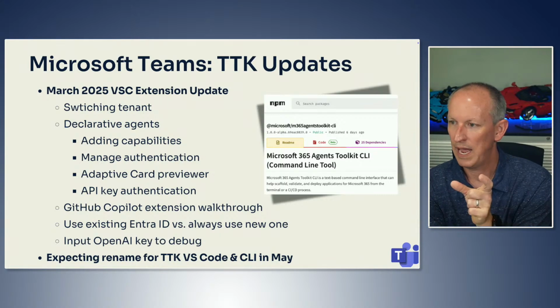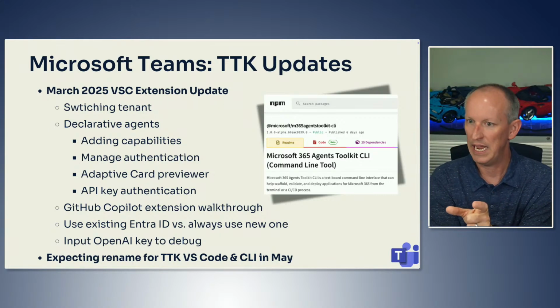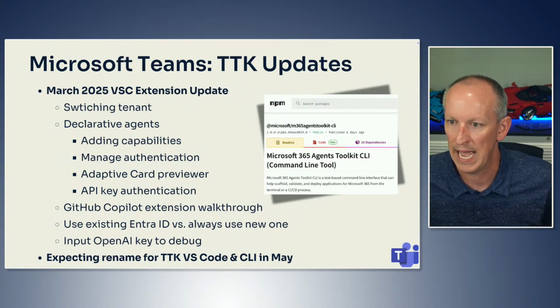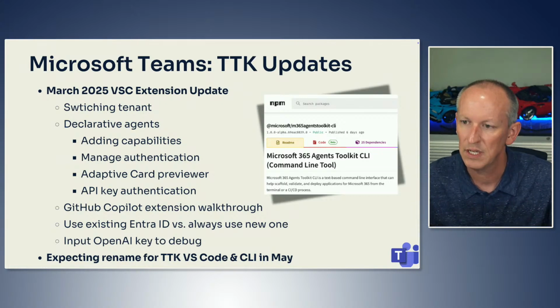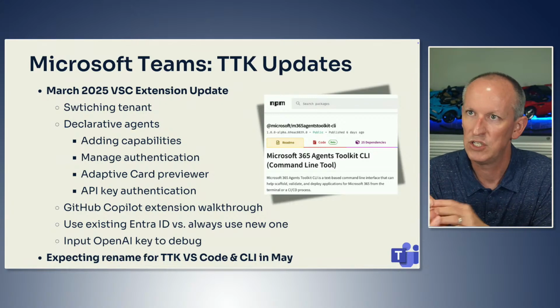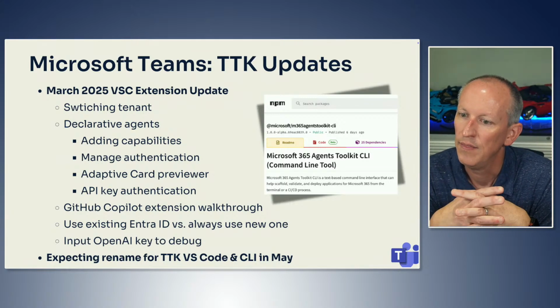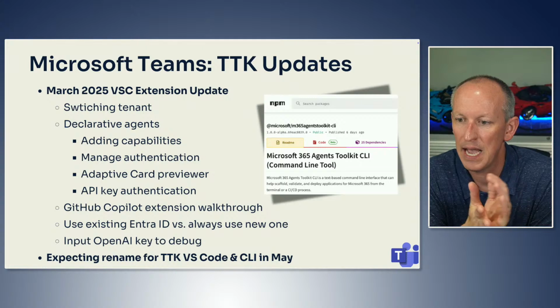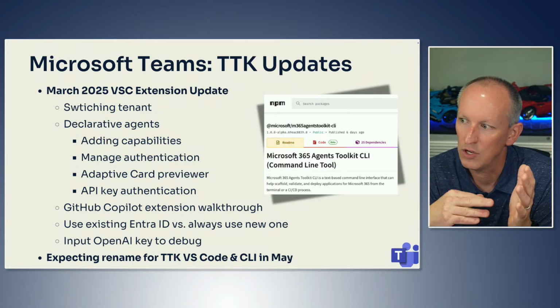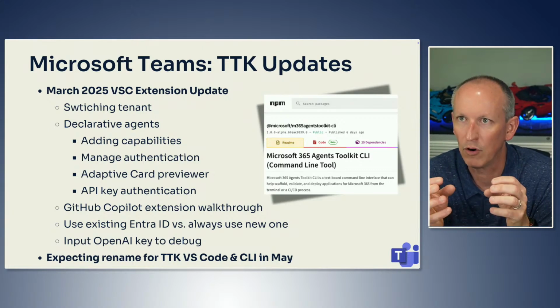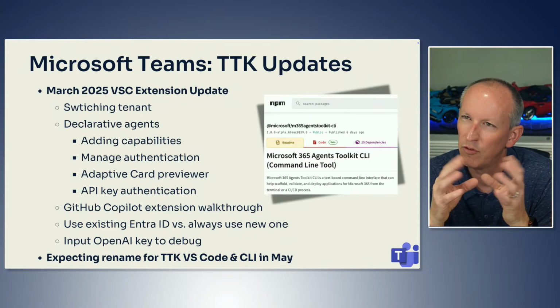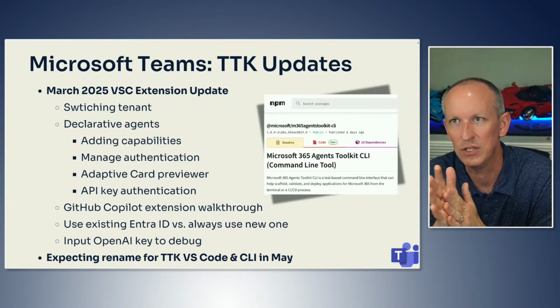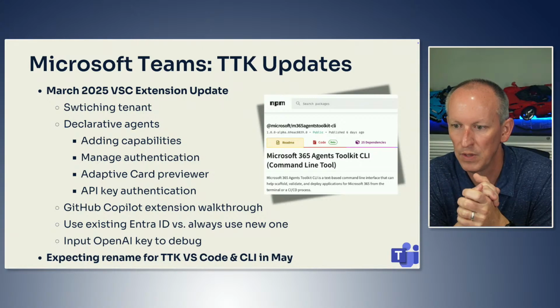They also have a bunch of improvements around declarative agents. There's an easy way for us to add capabilities to our agents. There's an easy way for us to manage the authentication with our agents. They're including API key authentication. And there's also an adaptive card preview tool for the adaptive cards we're using in our agent for little previews when you get the citations that show up in the summary results.